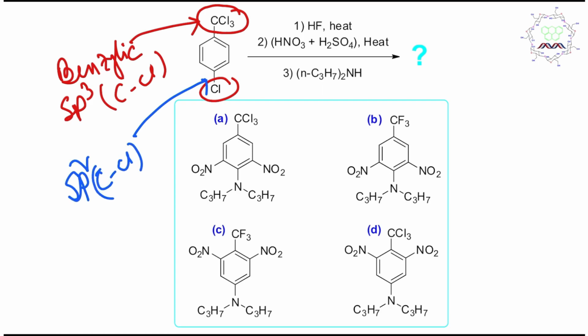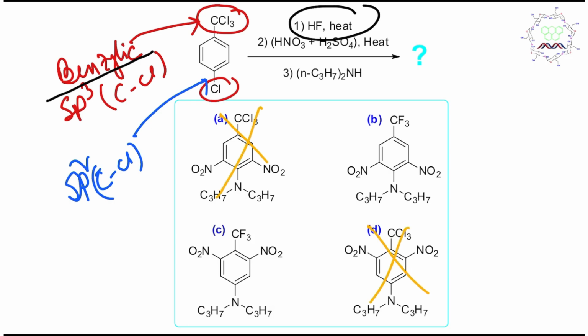So this is the difference, and we know sp2 C-Cl, meaning aromatic halides, are stronger. So in this case HF will replace only these benzyl derivatives, which are prone to nucleophilic substitution. If you understand this much, then option A is gone, and obviously option D is gone.